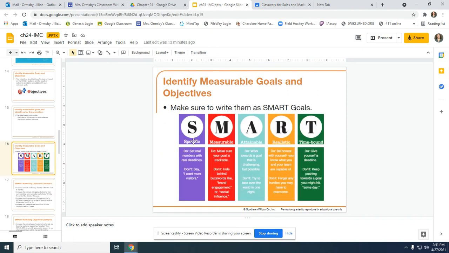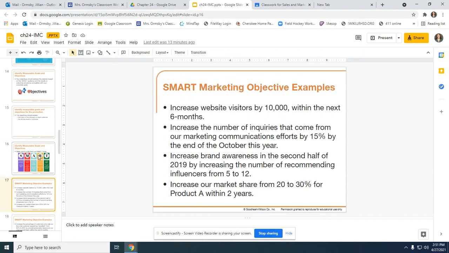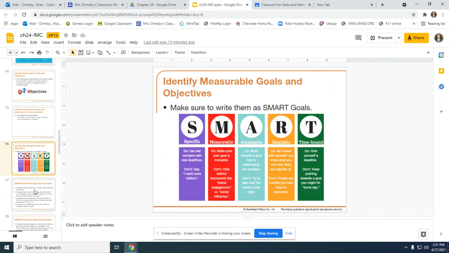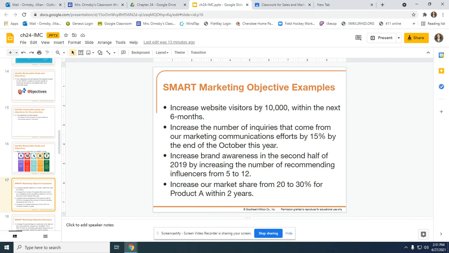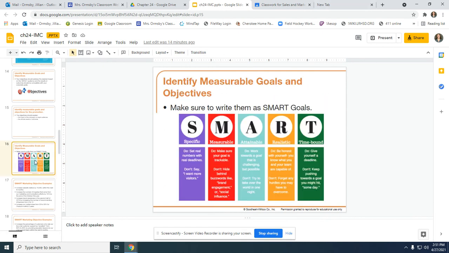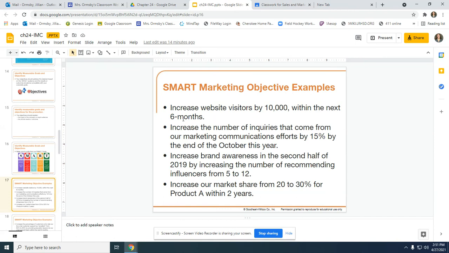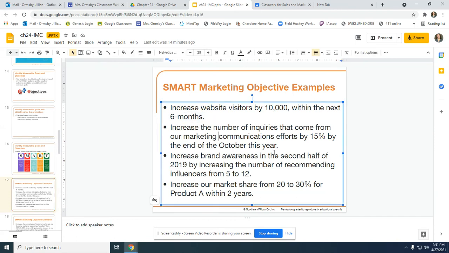It's specific, so exactly what you want to do. You want to increase the website visitors. It's measurable. You can measure it because you have a number attached to it. You want 10,000. It's attainable because it's not crazy, it's realistic, it's time bound, it has that specific 6 month deadline. So here are a couple of others.